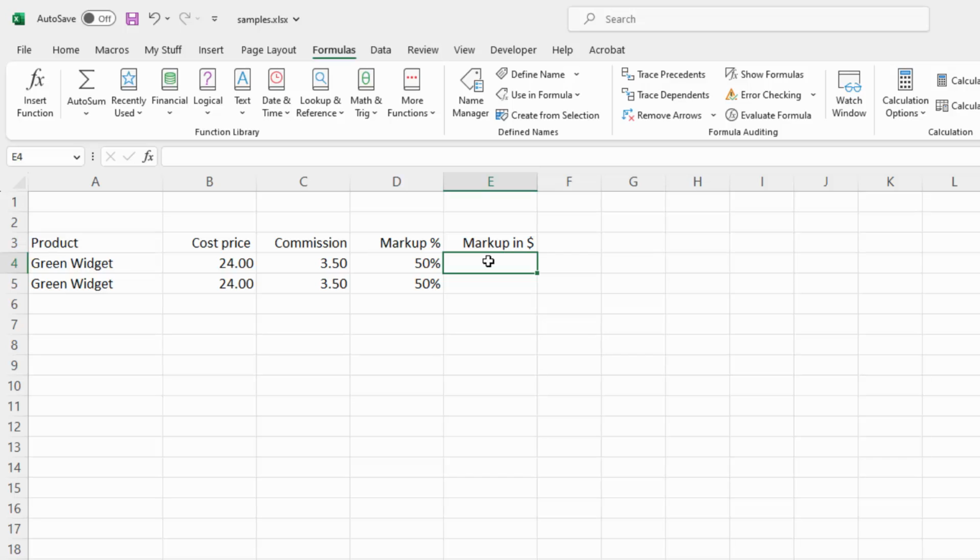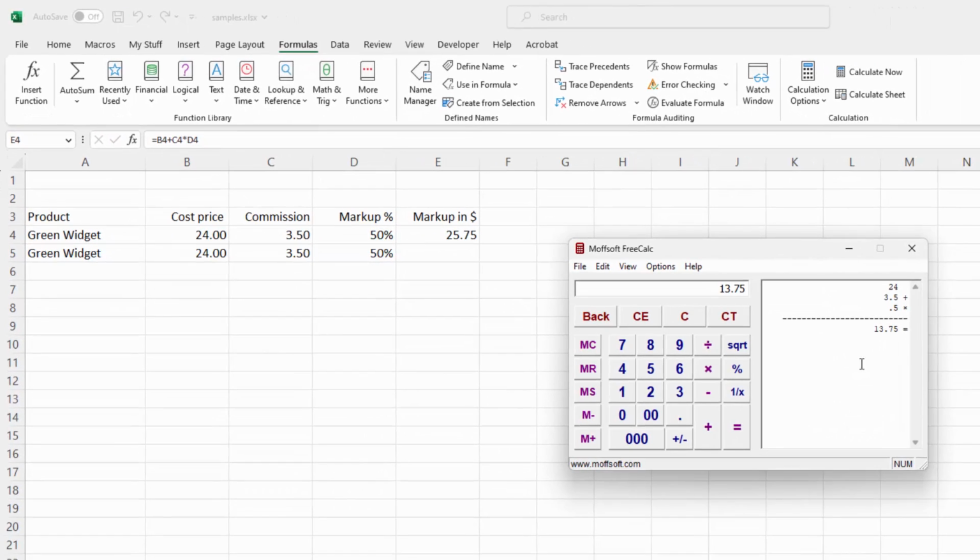I'm going to hit the equal sign to start a formula. I'm going to arrow across, go to my cost price, add a plus sign, and go to my commission, and then multiply by the markup. And you can see that the answer that we're getting here is very different to the answer that we got on the calculator. The calculator's right, Excel's wrong.